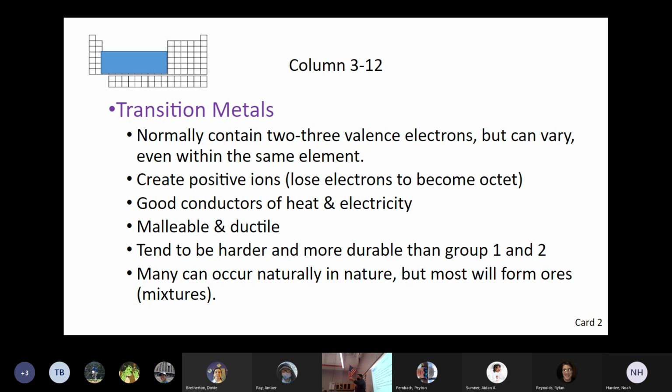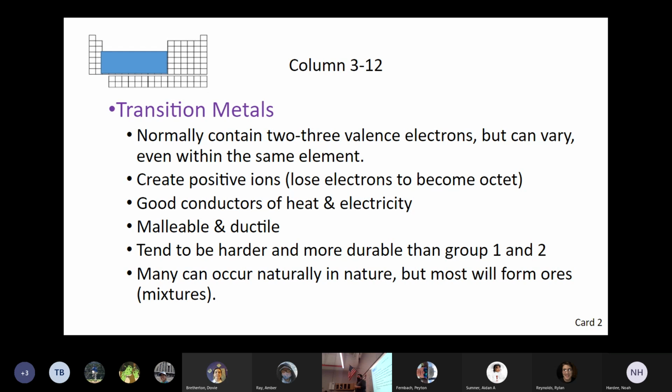Again, positive ion, it's a metal. Good conductor of heat and electricity, because it's a metal. They're malleable, ductile, it's a metal. Again, you don't have to write all that stuff down, because they're metals. They have the same properties as the first ones. Now, these metals tend to be much harder and more durable.